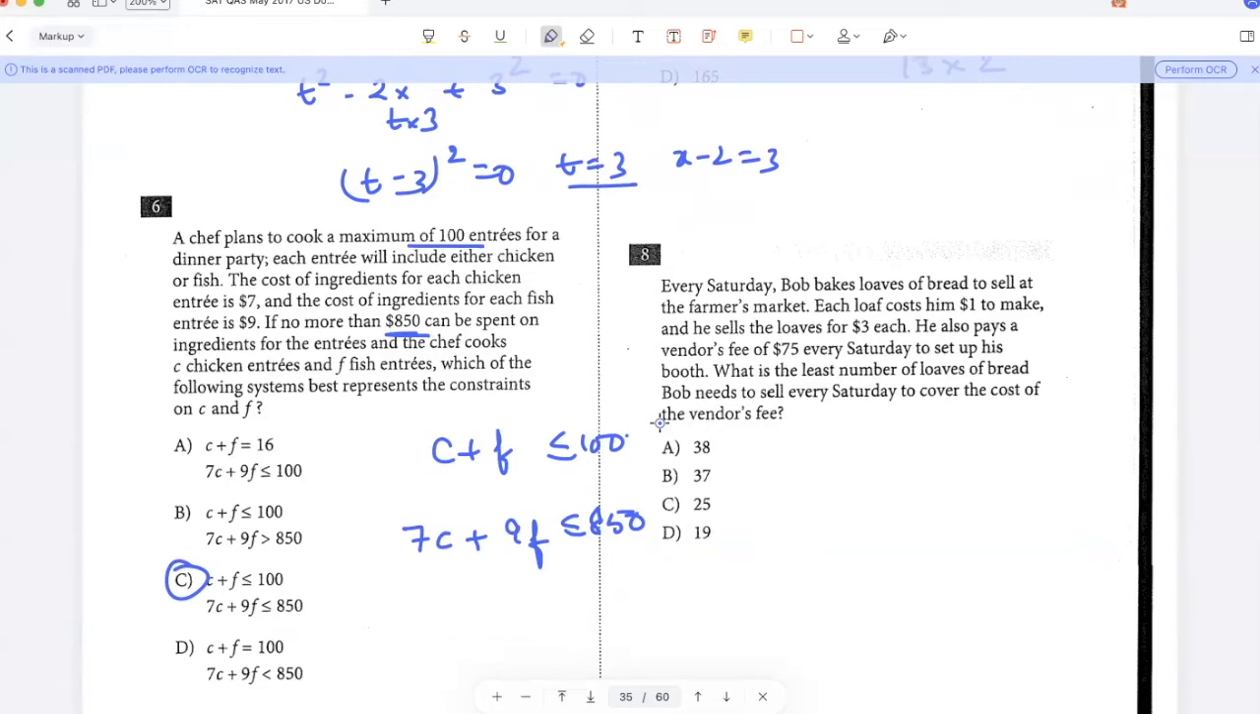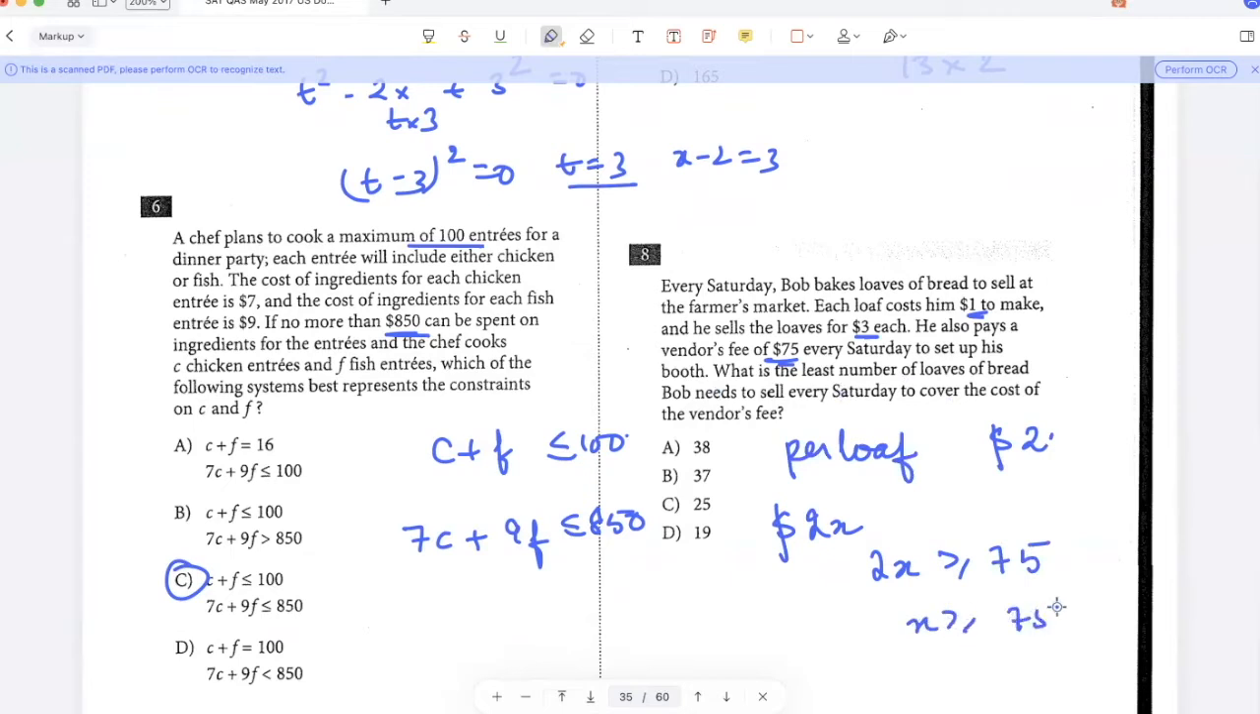Okay, so he makes it for $1 and sells it for $3. So the amount he earns per loaf, he earns $2. So let's say he sells x loaves, so he earns 2x dollars, and he wants to cover the cost of the vendor's fee. So 2x should be greater than or equal to 75. So x should be greater than or equal to 75 by 2, which is 37.5, right? So the minimum number of loaves that he needs to sell is 38.